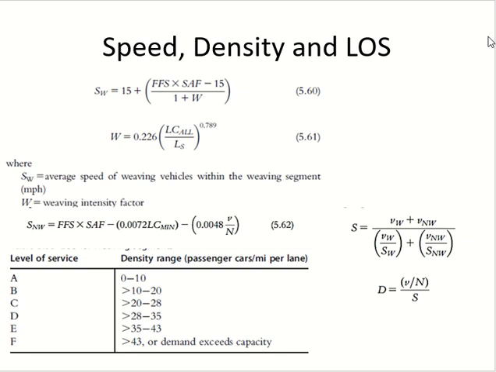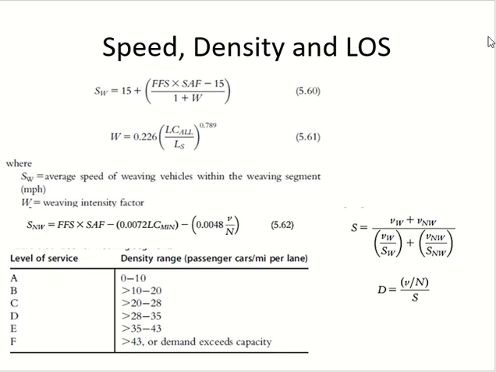The final step, we calculate the speed of the weaving people. For that we need W. W is this one. We can calculate the speed of the non-weaving traffic, speed of weaving traffic. We can calculate total speed, average speed of the whole segment, and density of the segment. If you know the density, level of service is from here.